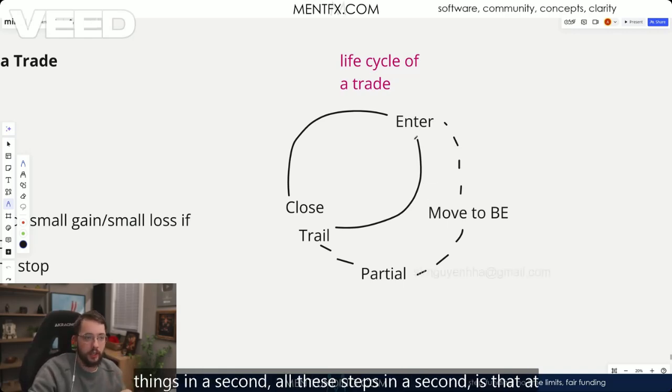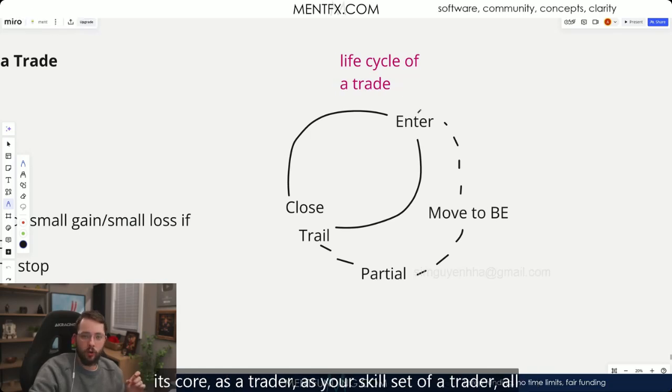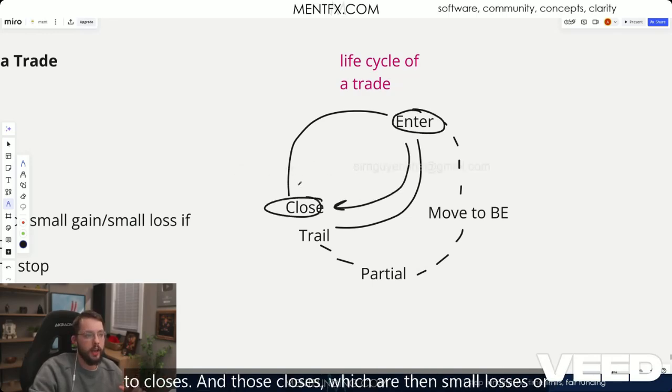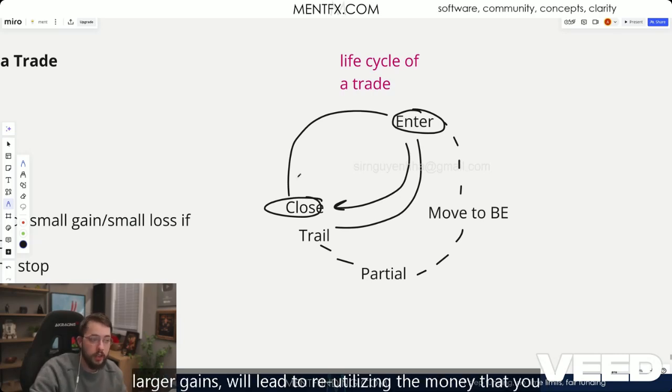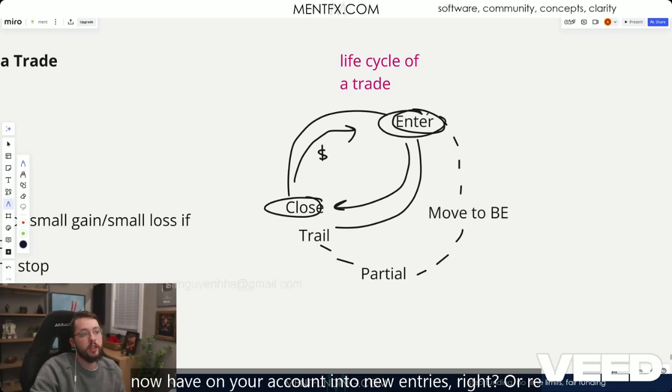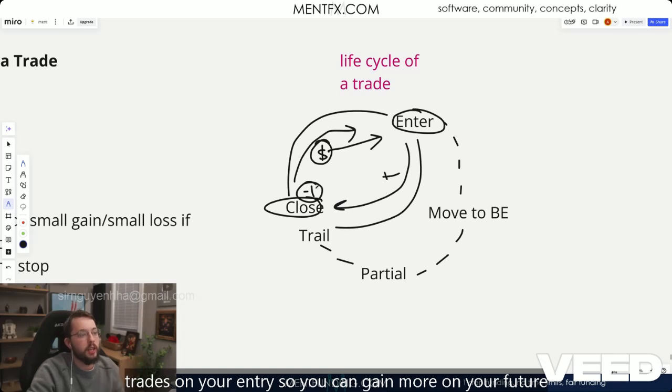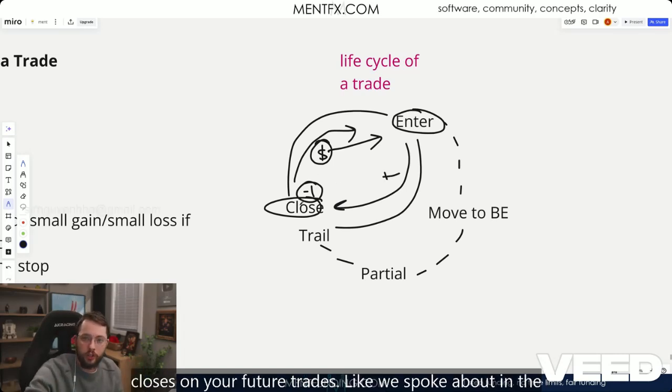So the real life cycle of a trade, and we're going to talk about all these steps in a second, is that at its core, all you're doing as a trader is entering trades, and those are leading to closes. And those closes, which are small losses or larger gains, will lead to reutilizing the money you now have in your account for new entries. Or reutilizing the small losses you took to take new trades, so you can gain more on your future closes.